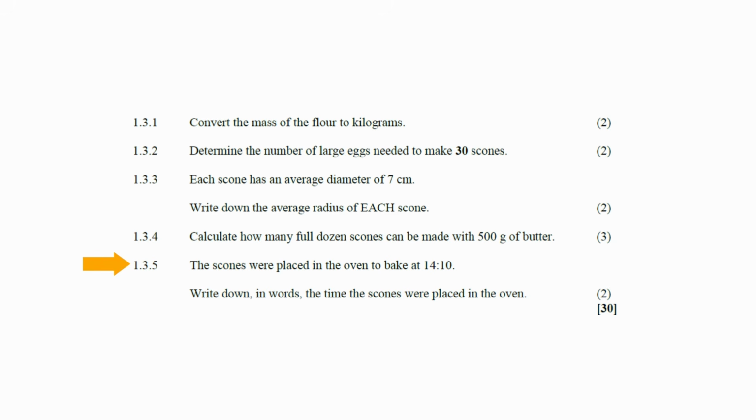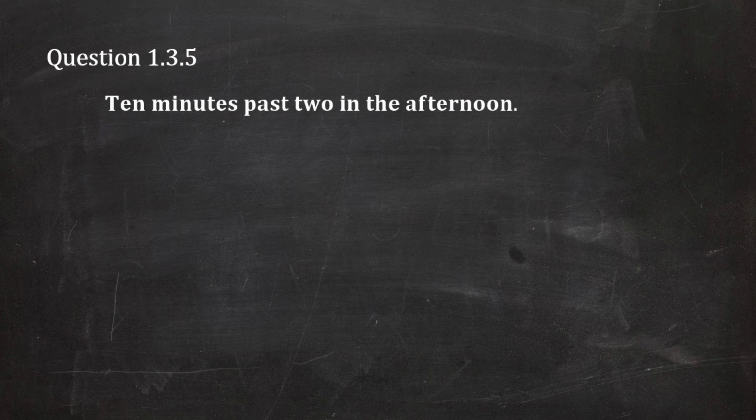In question 1.3.5, it is said that the scones were placed in the oven to bake at 10 minutes past 2 in the afternoon. You are instructed to write down in words the time the scones were placed in the oven. Writing this in words will give you 10 minutes past 2 in the afternoon.